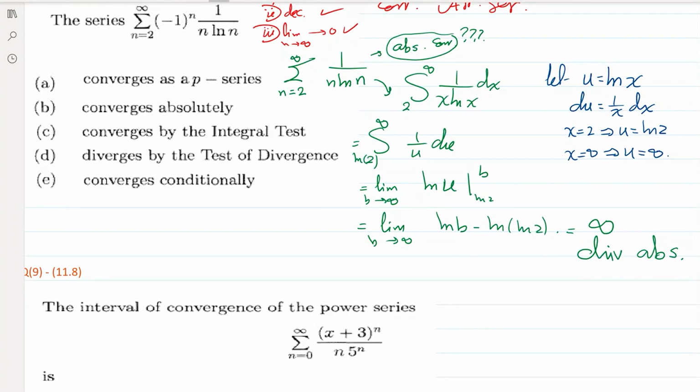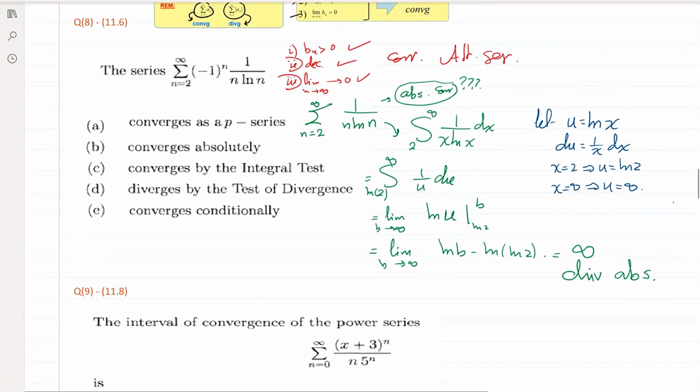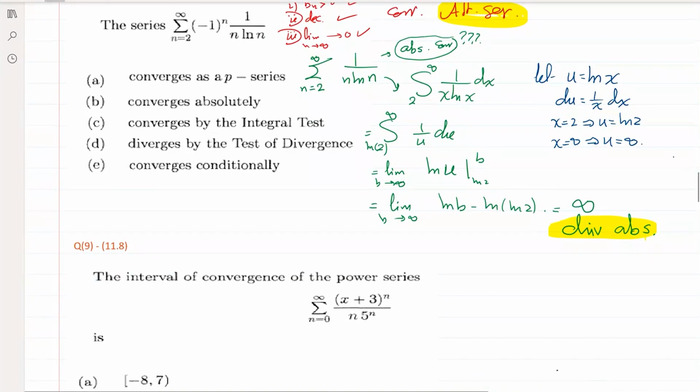Now, you see that, this integral is diverge absolutely, but it is converge alternating series. So in this case, or this type of series, we call it what?